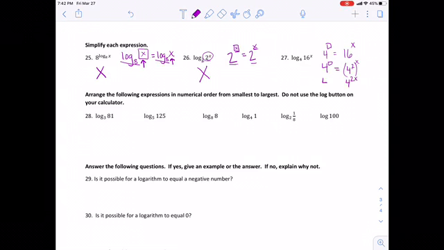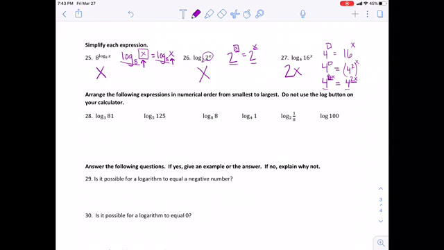So now my problem reads 4 to the what power equals 4 to the 2x. Well, now if my bases are the same, that means the exponents would also have to be equal. So in the box, I would fill in 2x, which means my answer here on 27 is 2x.